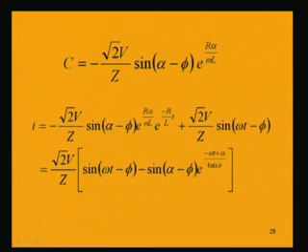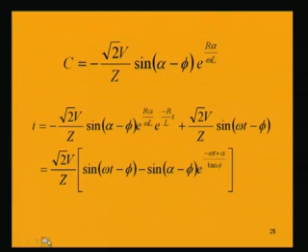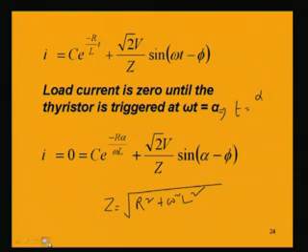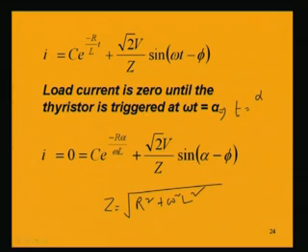So, what will be the value of C that can be found out? Here C is equal to minus root 2 V by Z sin of alpha minus phi. So, now we can write down the value of i. So, i equal to root 2 V by Z sin of alpha minus phi, with the constant C giving the term into e to the power minus R by L t.